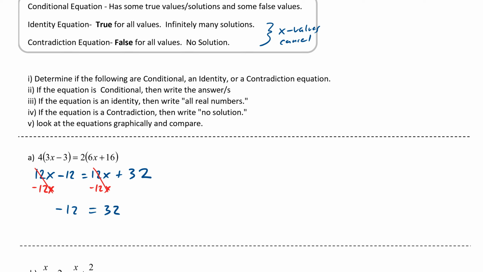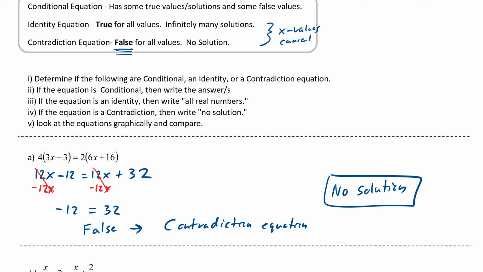And now you can just read it. Is this true or false? And yeah, it's completely false. This is what happens when it's a contradiction. If it's false for all values, it is a contradiction equation, because it's contradictory. These are not equal. They never will be. And so the answer for this is no solution.